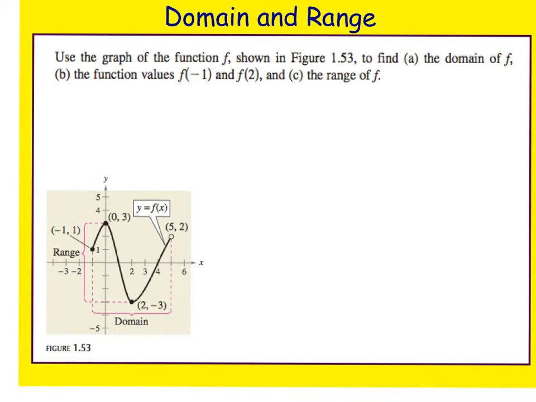What's it go from? My furthest left goes to what? -1. Do I get to include -1? Yes. So what do I need on it? A bracket. And then what's my furthest right x value? 5. Do I get to include 5? No. So what needs to happen? It has a parenthesis. So there's my domain of that one.